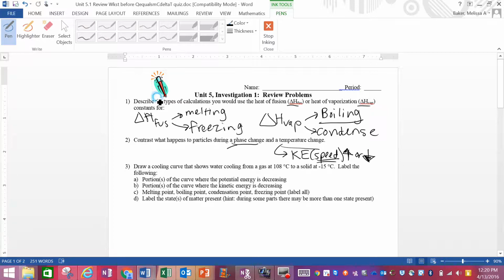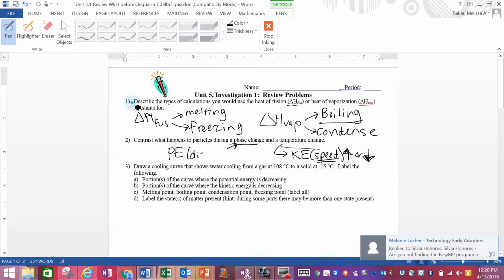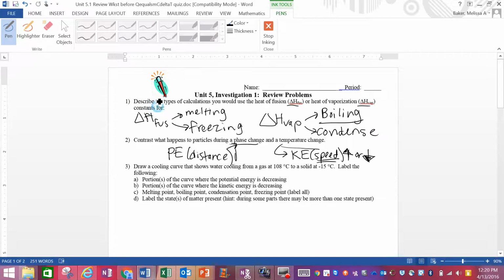During a phase change, particles' potential energy is changing. That's the distance between the molecules. It's either increasing, the particles are getting further apart, or decreasing if the particles are releasing energy and they're getting closer together.